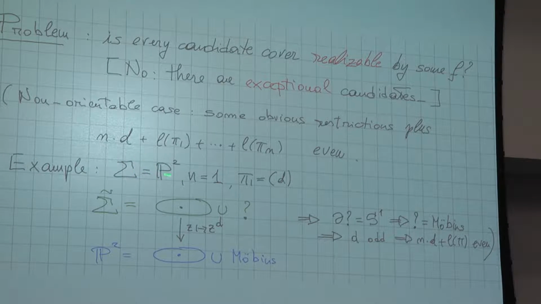So if you want to cover the projective plane, say with only one branching point and one partition consisting of d only, a projective plane is a disk union a Möbius strip. So if you want to cover this disk by z going to z to the d, you want something here over the Möbius strip. You will have a genuine cover of the Möbius strip, but the boundary has to be connected because there's only one disk here. So it has to be a Möbius strip as well, so the degree must be odd. And then n times d plus the total length, which is just 1, should be even. So in the non-orientable case, there is also this non-obvious condition.